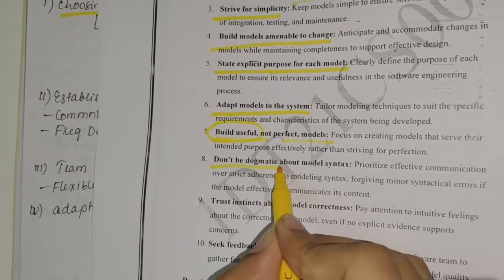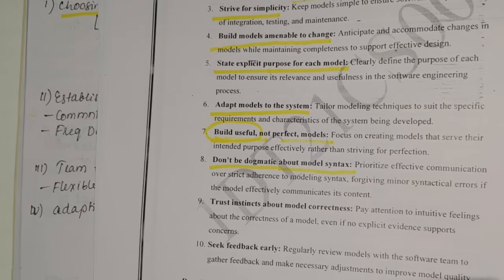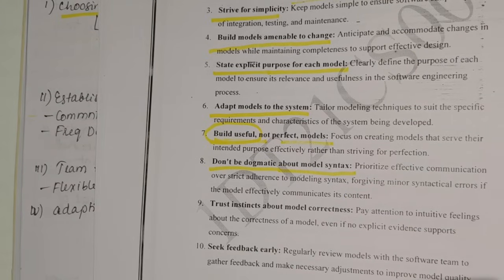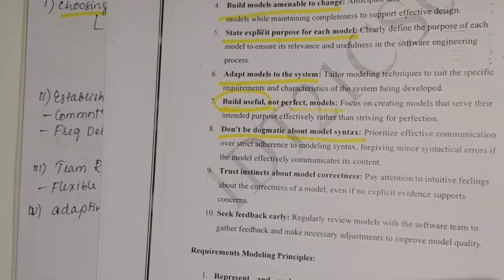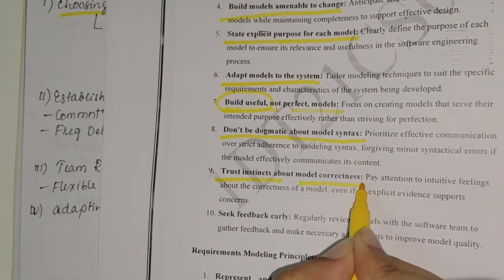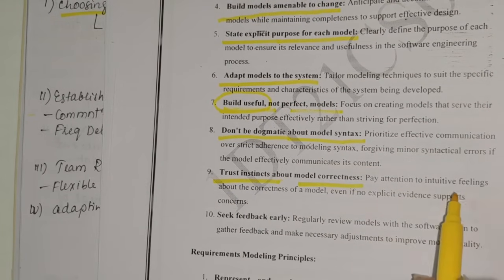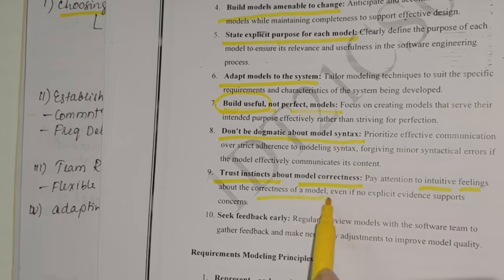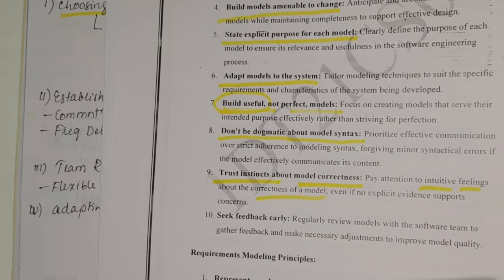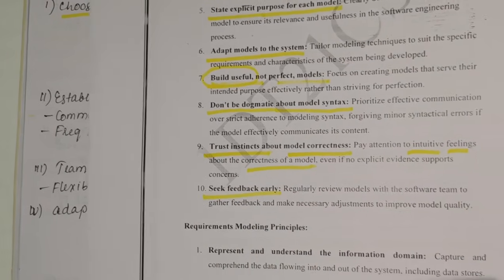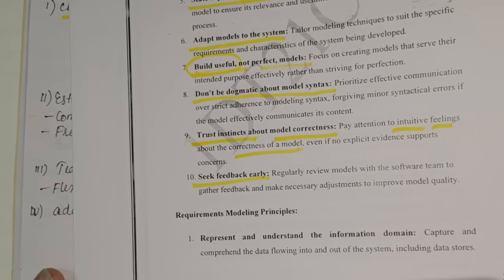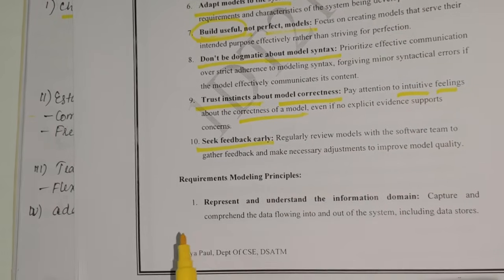Then don't be dogmatic about model syntax. So we prioritize effective communication over strict adherence to modeling syntax, forgiving minor syntax errors if the model efficiently communicates its content. Then trust instincts about model correctness. So pay attention to intuitive feelings about correctness of model, even if no explicit evidence supports the correctness. Then we have seek feedback early, that is, take feedback from the customer or the stakeholder and do the needful.